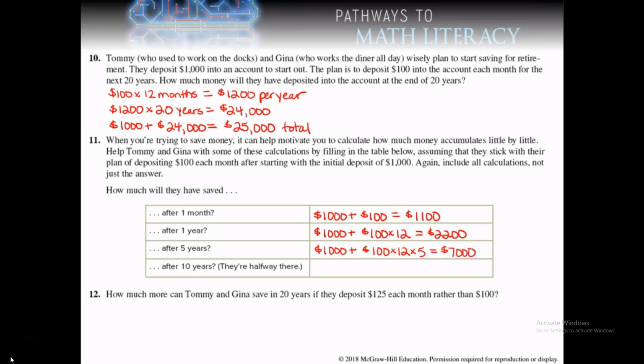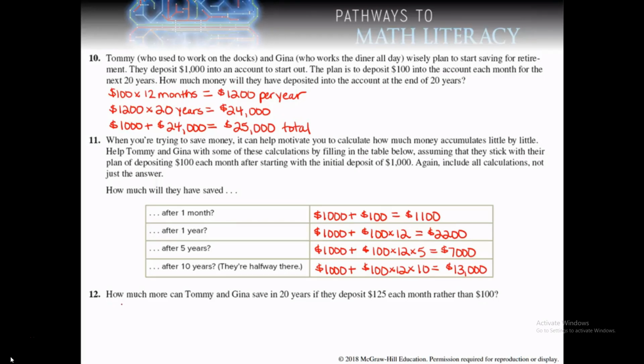And then after 10 years, same idea. They start with $1,000 plus $100 per month times 12 months a year, this time times 10 years, and that gives them $13,000. In 12, how much more could they save in 20 years if they deposited $125 each month?